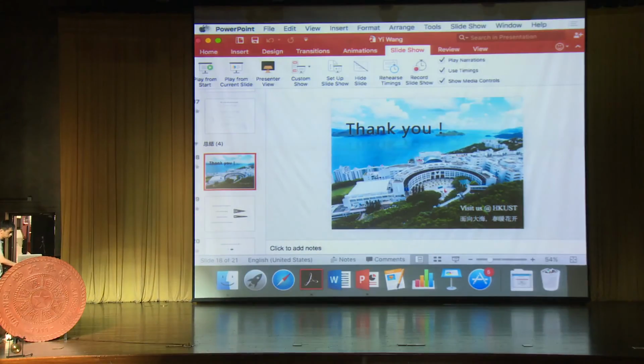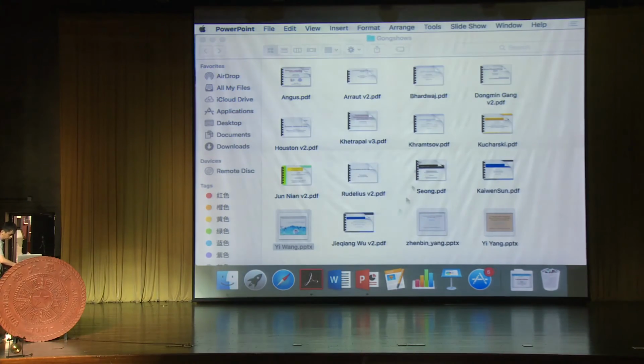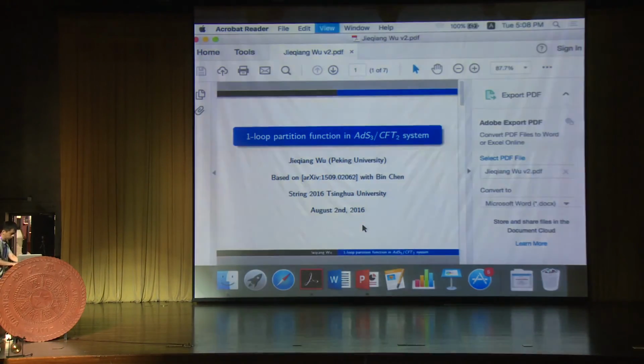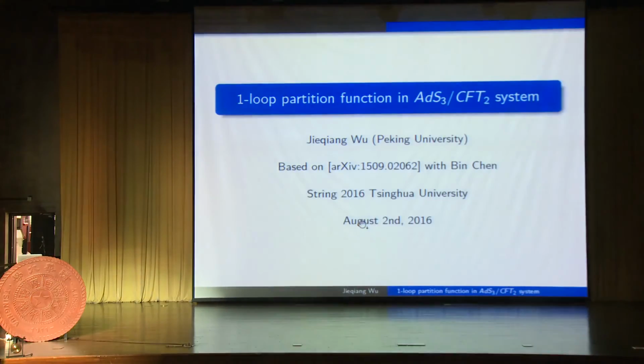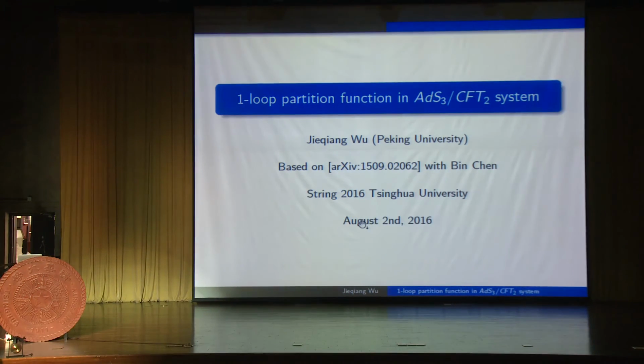Our next speaker is Jie Chang Wu from Peking University. Let's start now.